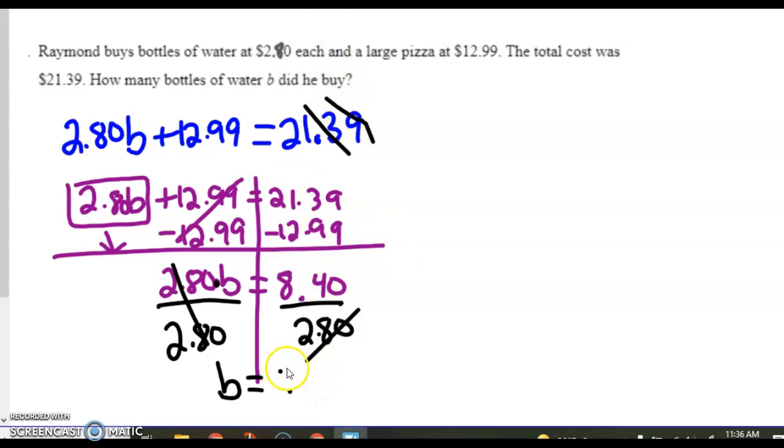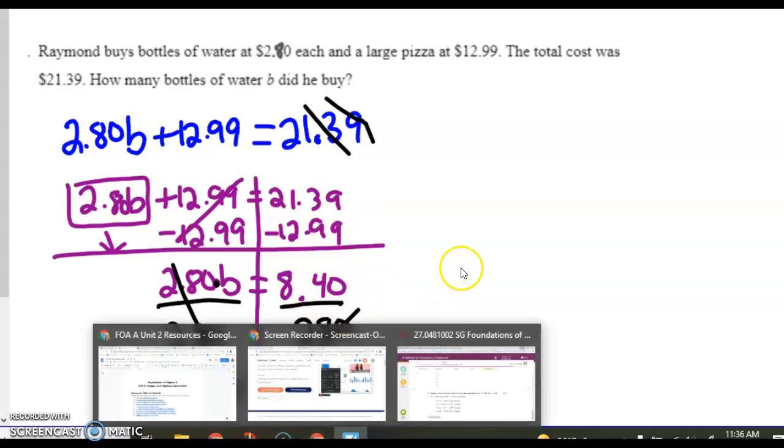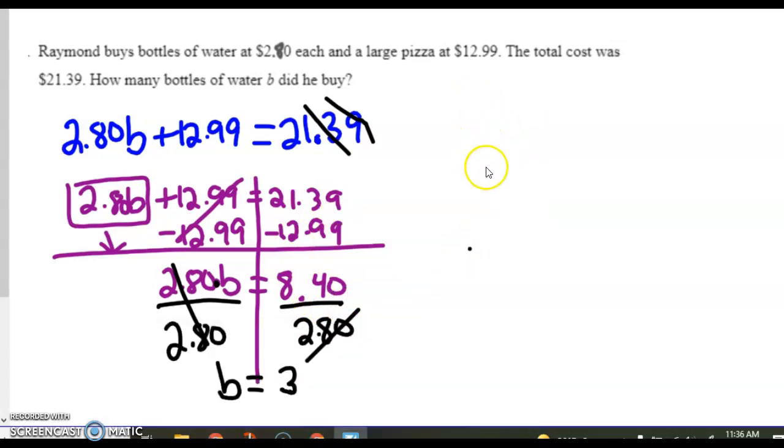So this left us with 3. And since we're dealing with the price of bottles, I'm sorry, that's how many bottles we bought. So we bought 3 bottles of water.